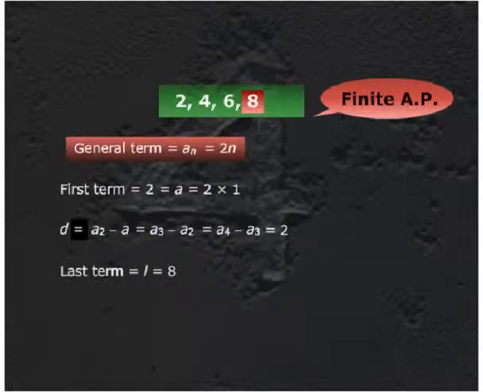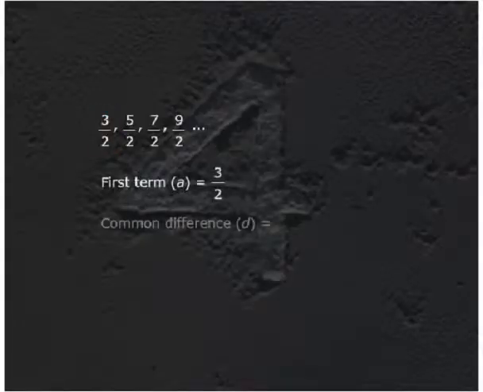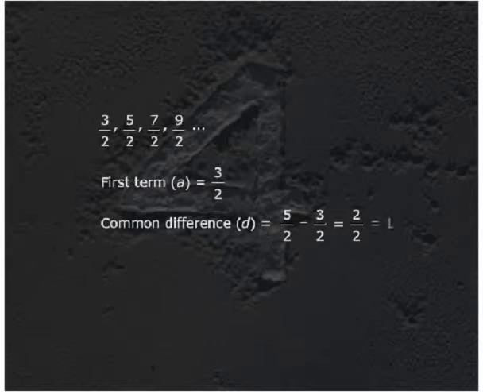Let me quickly give you one more example of an AP. You see those fractions? So what if they are fractions? They still form an AP. The first term is 3 by 2, so a is 3 by 2. And the common difference d is the second term minus the first term, 5 by 2 minus 3 by 2, or 2 by 2, which is 1. So when you work with problems on arithmetic progression, you will deal with formulas, and those formulas will have these terminologies. So know them well.